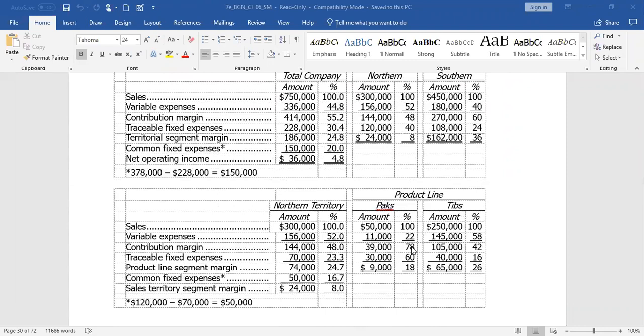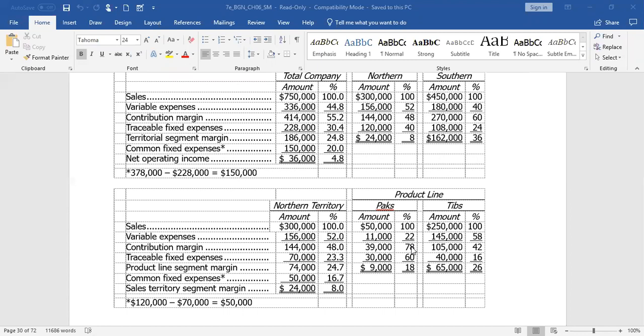Their variable expenses are 22% of the selling price for packs and 58% for tips. So in this one, they give us the percentage, so we must calculate that amount. 50,000 times 22% will give us 11,000 variable expenses for packs. 58% of 250,000 gives us the variable expenses for tips. Subtract that to get your contribution margin.